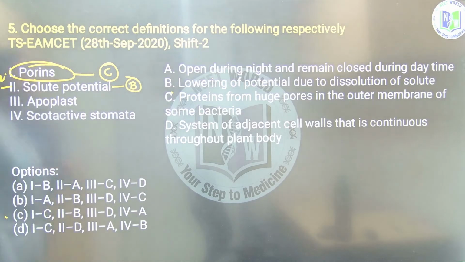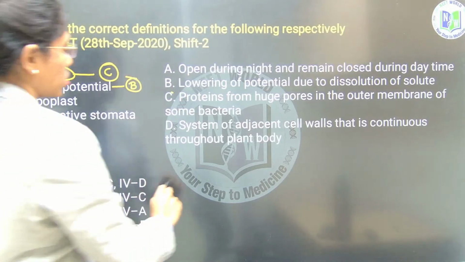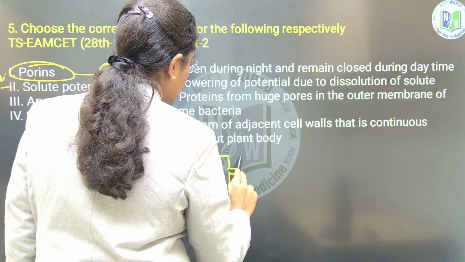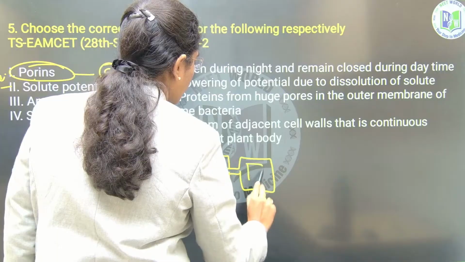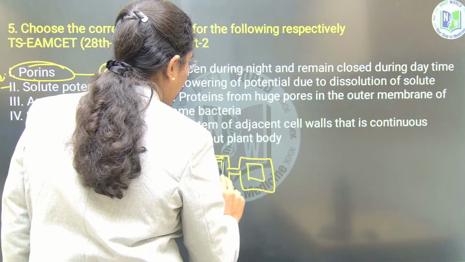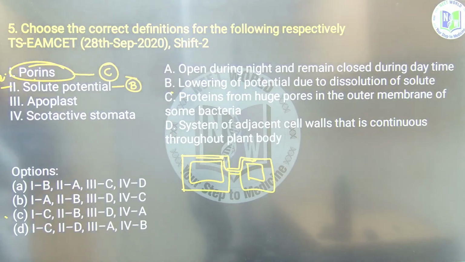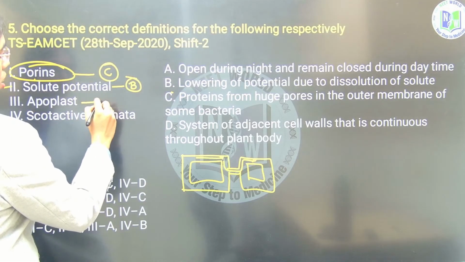Then apoplast. Apoplast is the system of adjacent cell walls. The transport will be across the cells. Okay, it is in between adjacent cell walls. This is continuous throughout the plant body. Okay, which is option D.